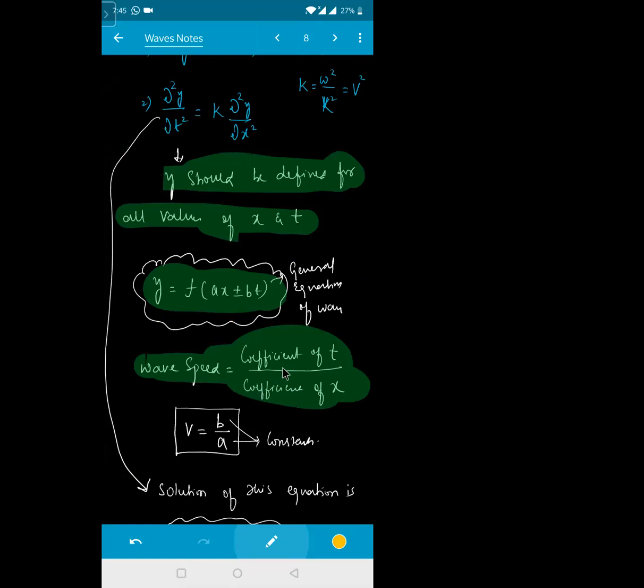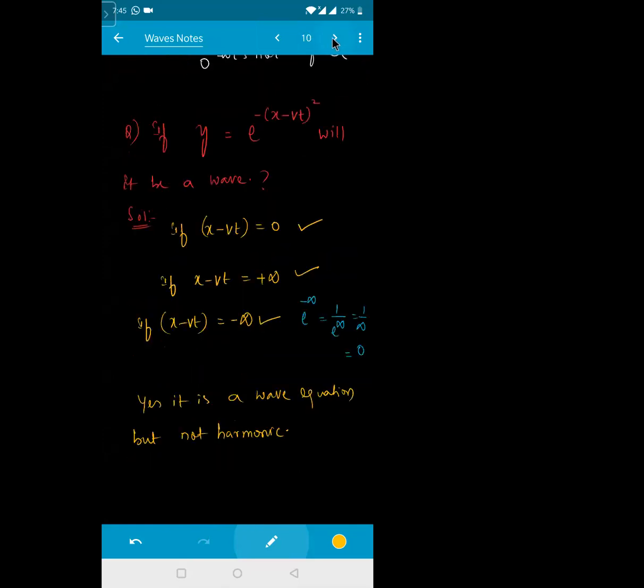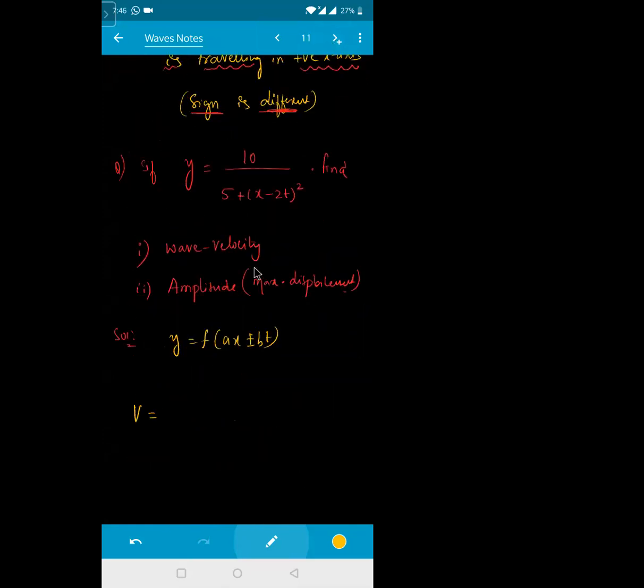Wave speed or wave velocity is how much for me, beta? Coefficient of t divided by coefficient of x. What is the coefficient of t? -2. So -2 divided by the coefficient of x, 1. That means the wave velocity is -2 meter per second. The minus sign indicates in which direction the wave is moving: the positive x-axis. I hope you can write that one.